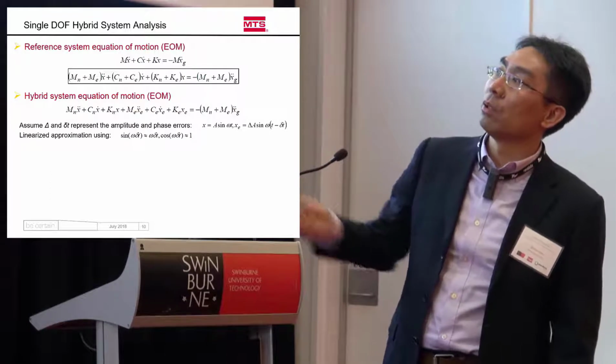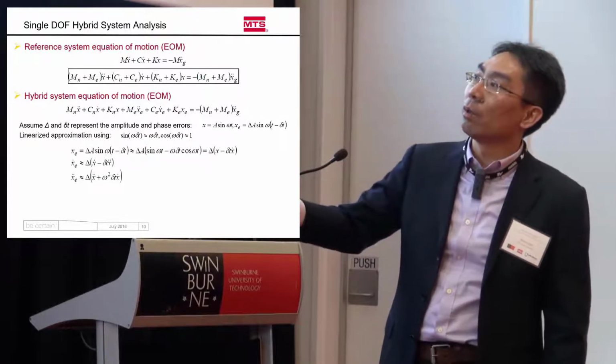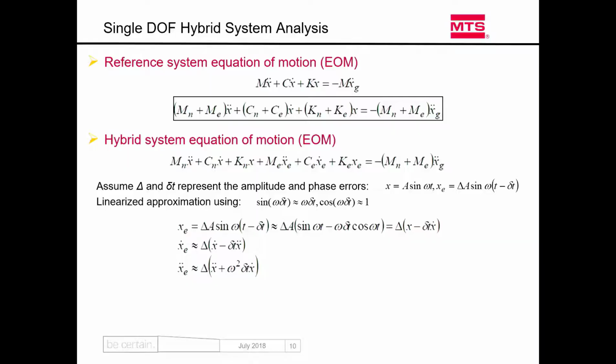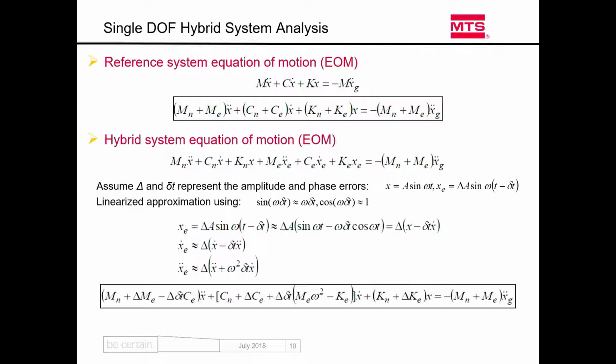So then we do some simple linear approximation. We can write out these quantities as a function of the ideal state, right? Now everything is expressed as x and the derivatives of x. So then you plug this back into your equation of motion, then you come up with the equation of motion for a hybrid system. So now you see for the original reference system, it's just a single degree of freedom oscillator. But when you divide them up, it becomes a little bit more complicated equation of motion.